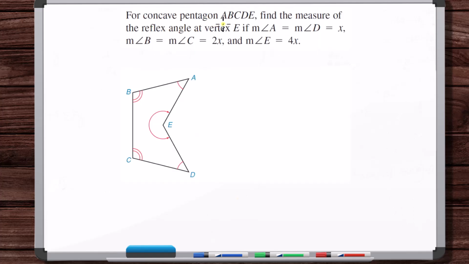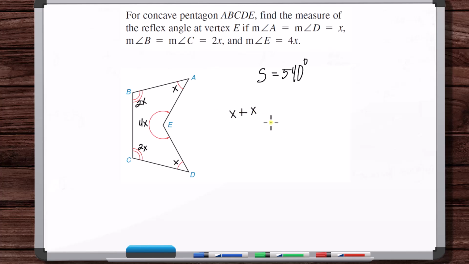For concave pentagon ABCDE, find the measure of the reflex angle at vertex E if the measure of angle A is equal to the measure of angle D is equal to x, the measure of angle B is equal to the measure of angle C is equal to 2x, and the measure of angle E is equal to 4x. Okay, so we just saw that any pentagon, the sum of its interior angles is going to be 540 degrees. So you just add all this up.